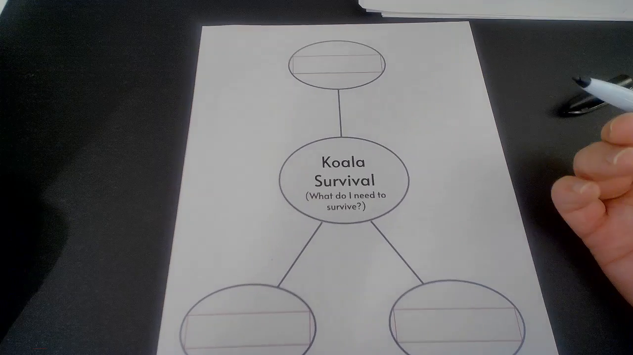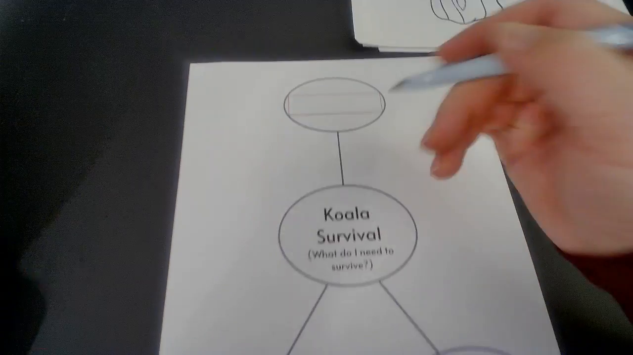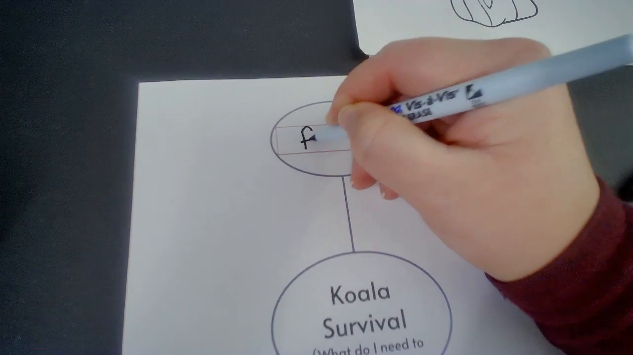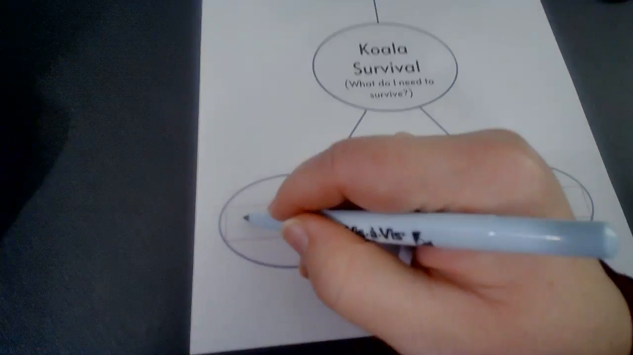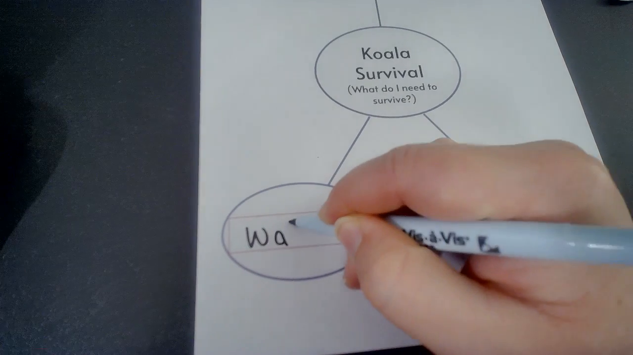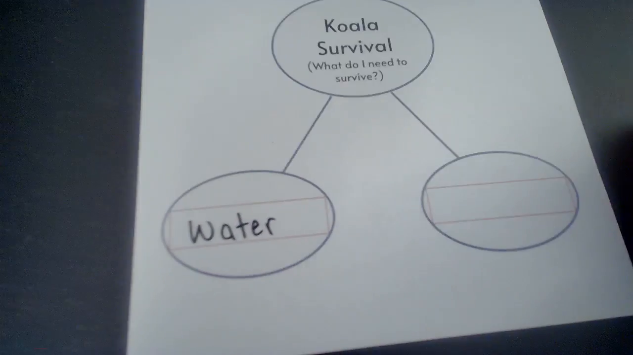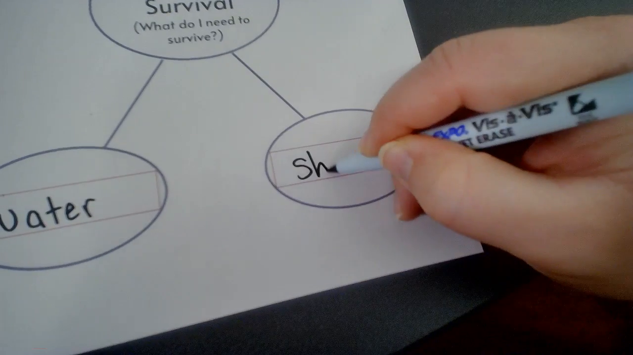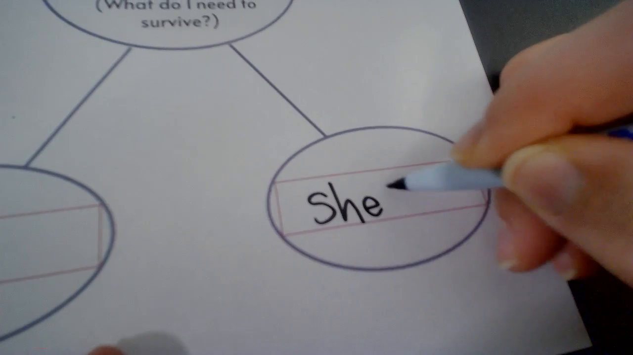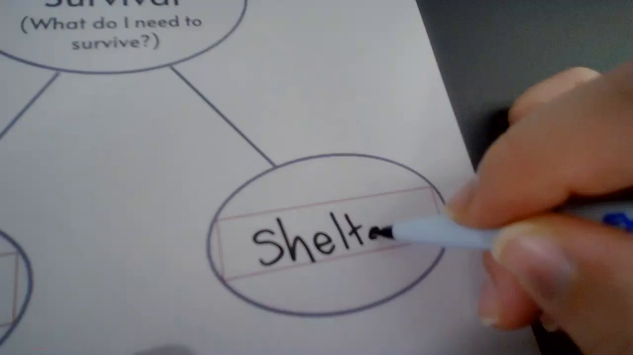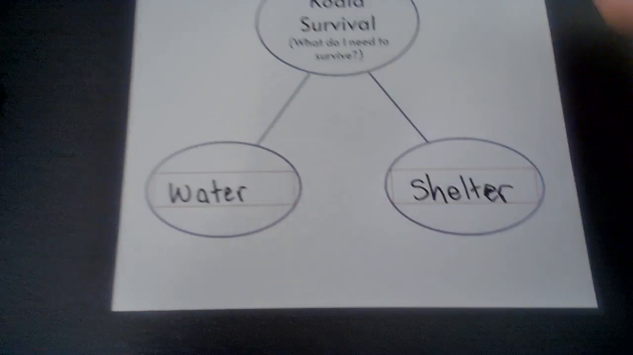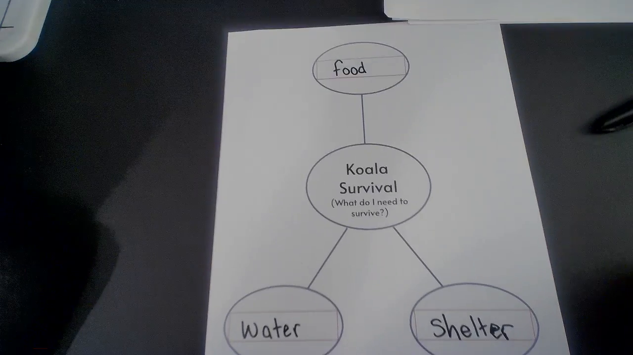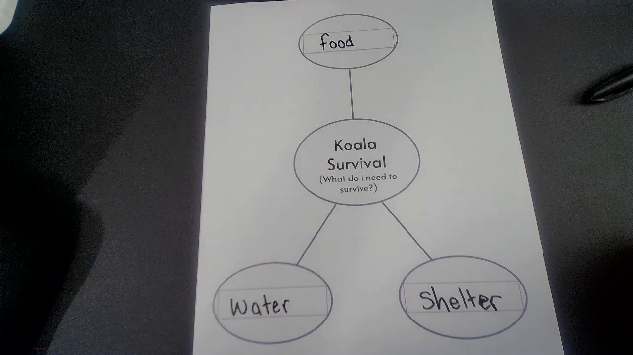So I'm going to make those my three sentences because that's simple. So they need food. And they also need water. And shelter. The paper moves as I'm writing. Okay, so they have food, water, and shelter.